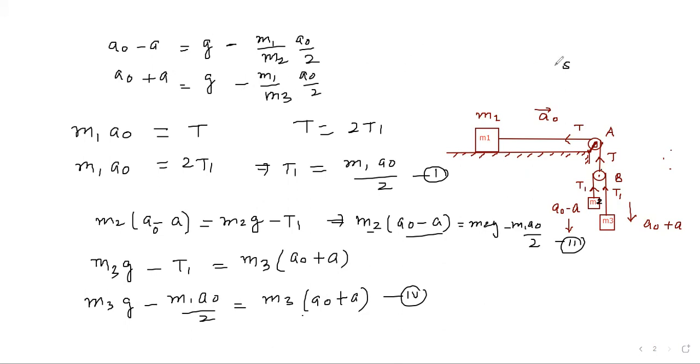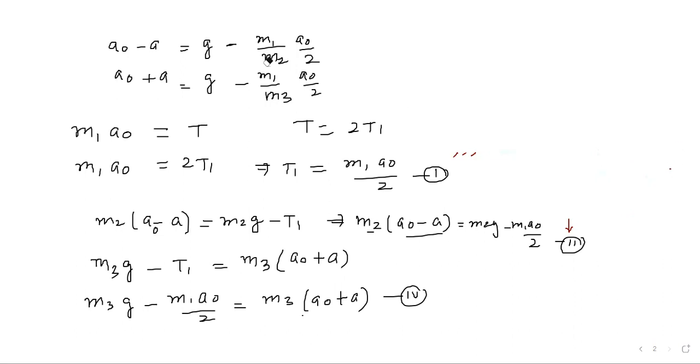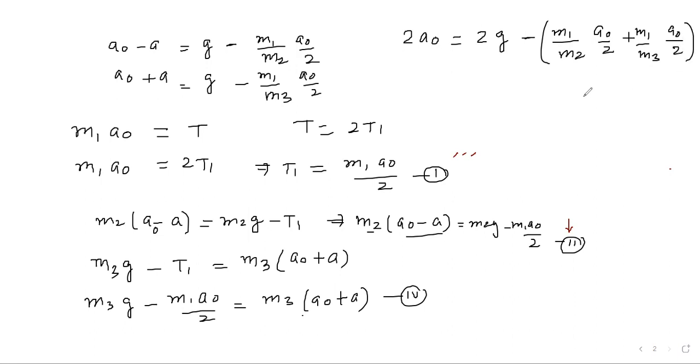Now we can add the two equations. So when we add, what do we get? On adding, we will get 2 a0 equal to 2g minus, within bracket, M1 upon M2 a0 upon 2 plus M1 upon M3 a0 upon 2. So we can write further a0 equal to g minus, let's divide each term by 2 and take out a0 upon 2 outside. So this will become a0 upon 4 times M1 upon M2 plus M1 upon M3.